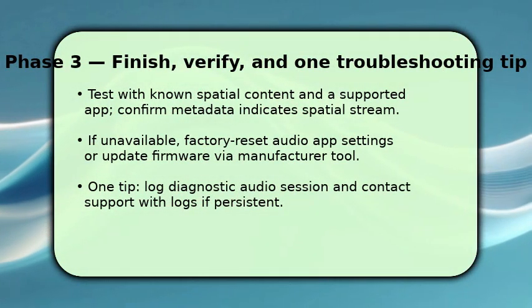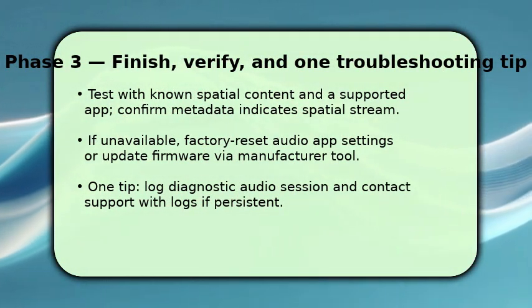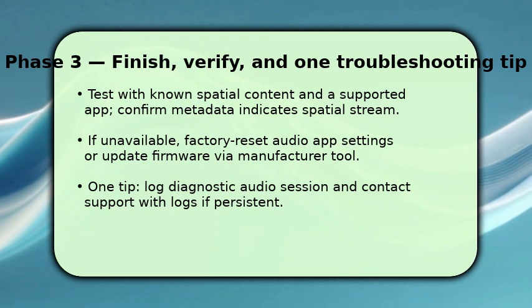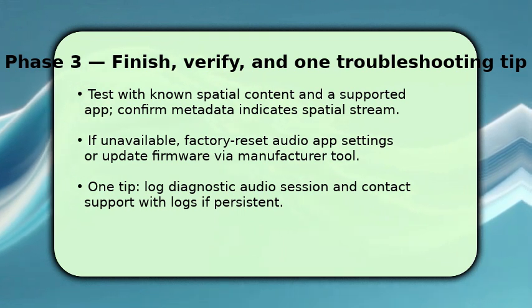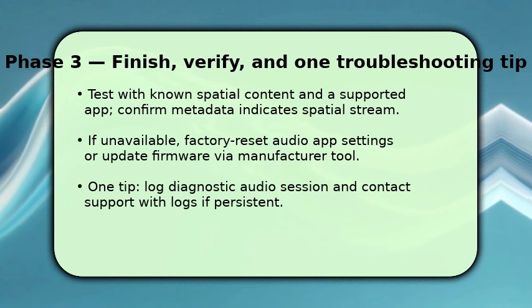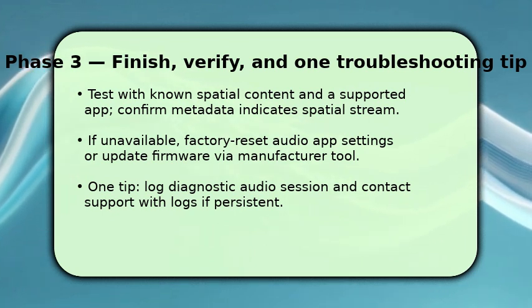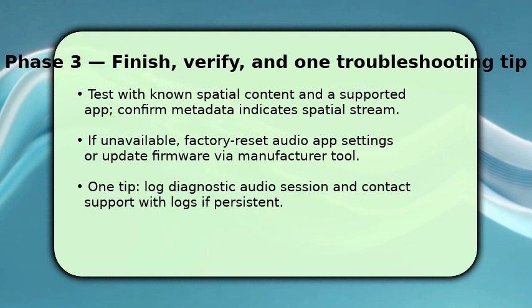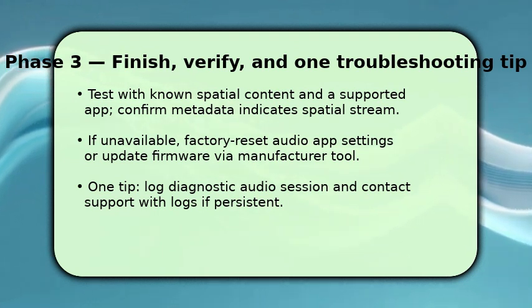Finally, complete verification and handle remaining issues. Play verified spatial content in a supported app to confirm the stream and metadata show spatial audio. If it works, you're done. If not, reset the app's audio settings, update the headphone firmware via the manufacturer tool, and try again.